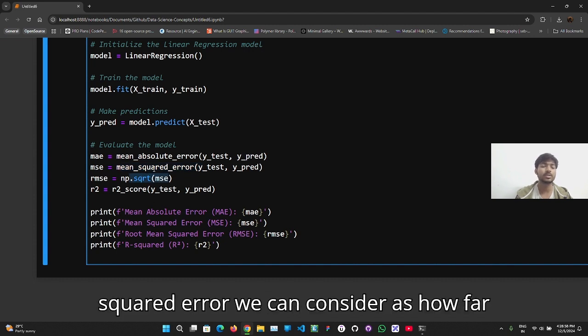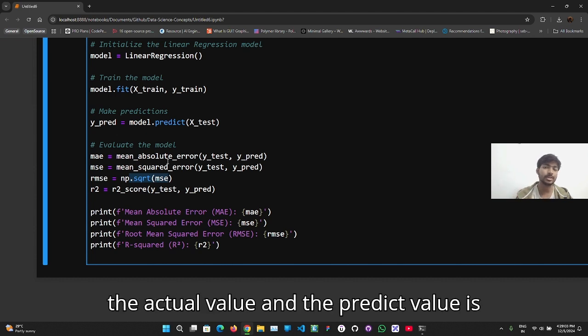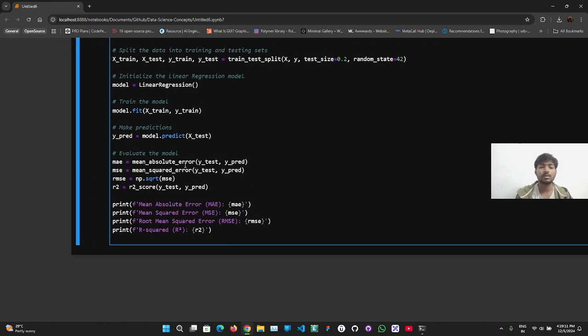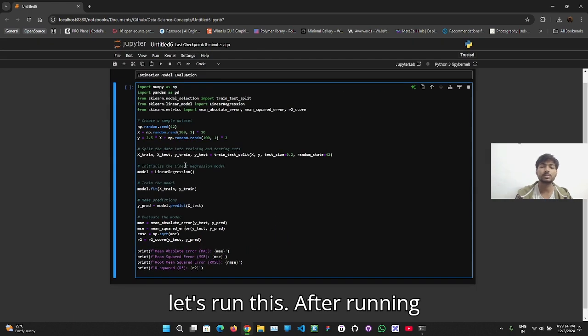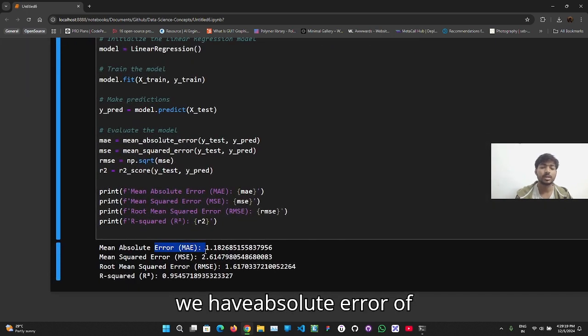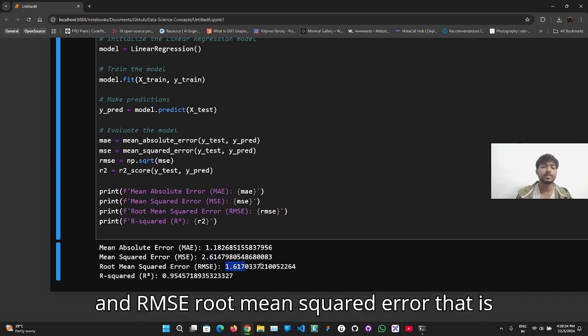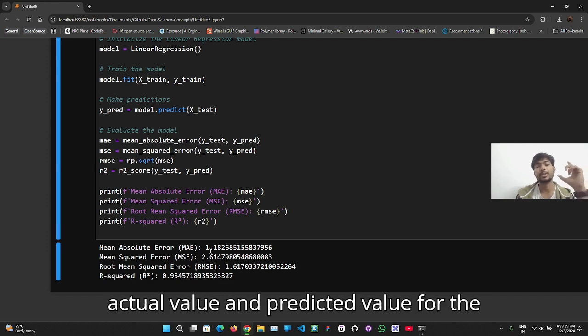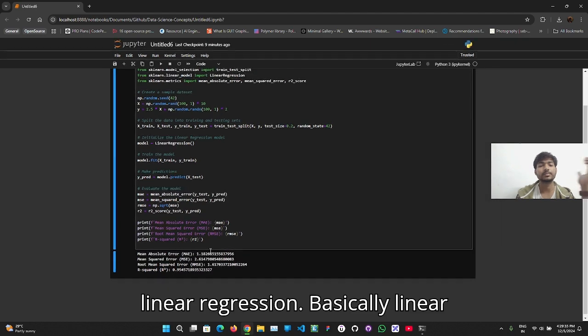We can consider absolute error or squared error as how far the actual value and the predicted value are from each other, how distant they are. So let's run this. After running, we have an absolute error of 1.18, the mean squared error, and RMSE, root mean squared error, which is of course the squared distance between the actual value and the predicted value from the linear regression.